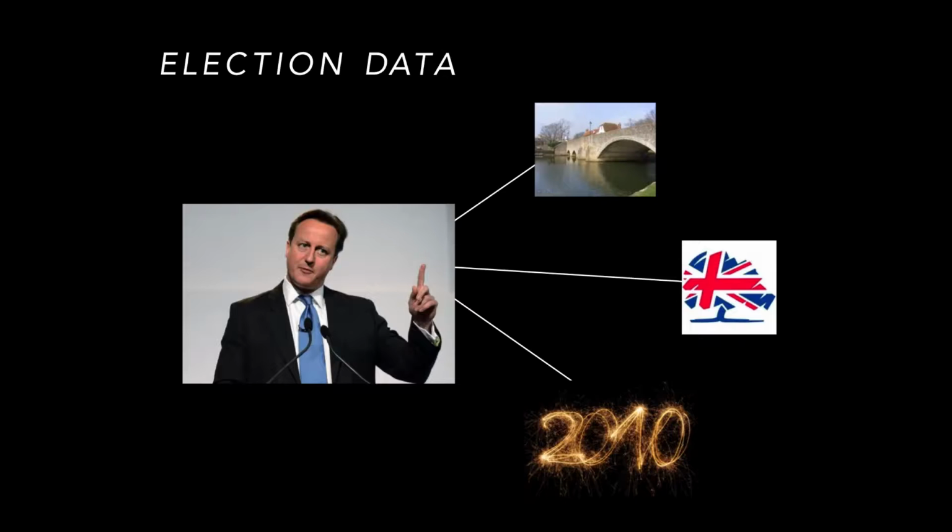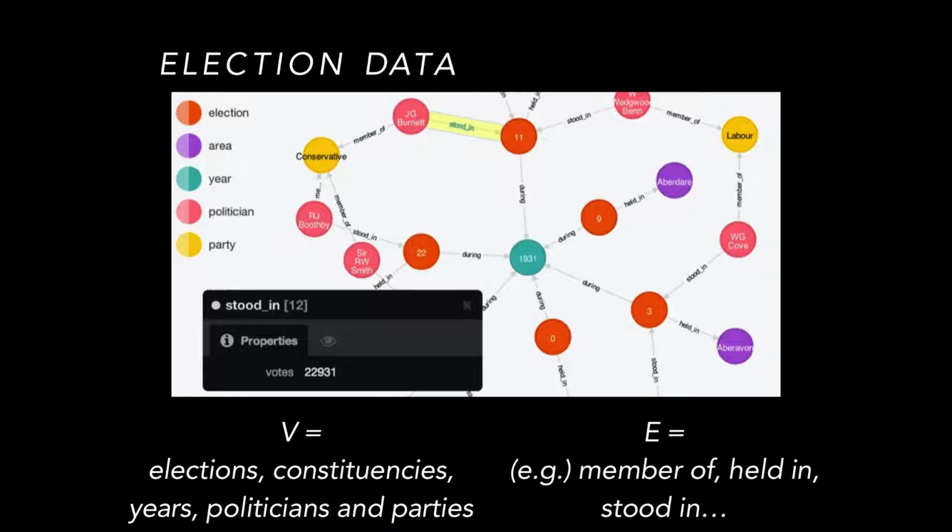We don't care about David Cameron. We care about David Cameron because he won the election in 2010. We care about him because he's the leader of the Conservative Party and because he stood in a particular constituency. But the real data here is in the relationships. And there we go. Again, we can see by taking our graphical model that we're putting certain information against the V. In this case, it's elections, constituencies, politicians and parties. And the edges are defining the relationships between them.